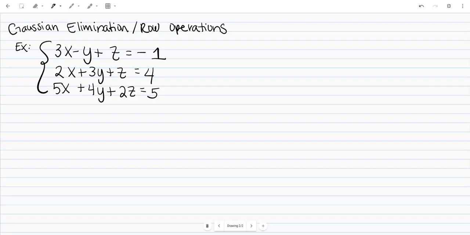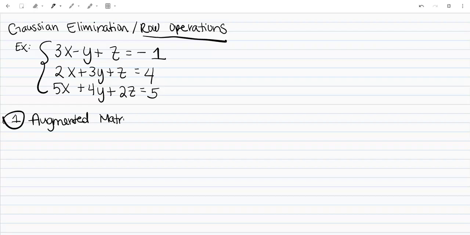So take for example, I have a system of equations: 3x minus y plus z is equal to -1, 2x plus 3y plus z is equal to 4, and 5x plus 4y plus 2z is equal to 5. So we're going to perform Gaussian elimination and row operations, but my first thing is I need to turn it into an augmented matrix.